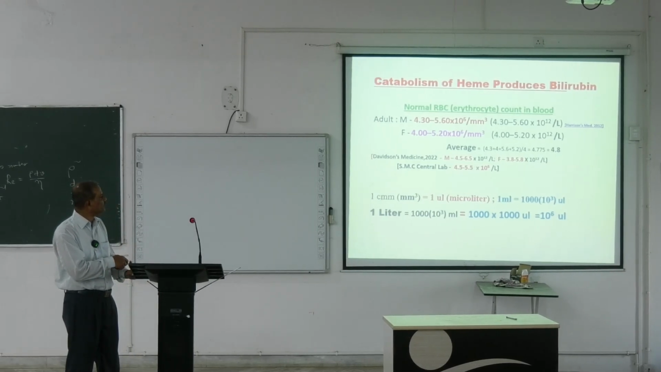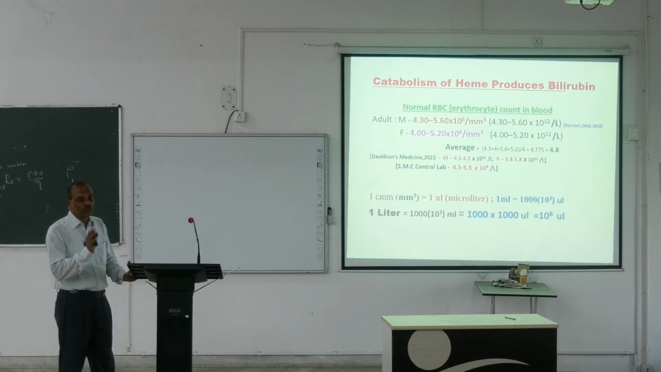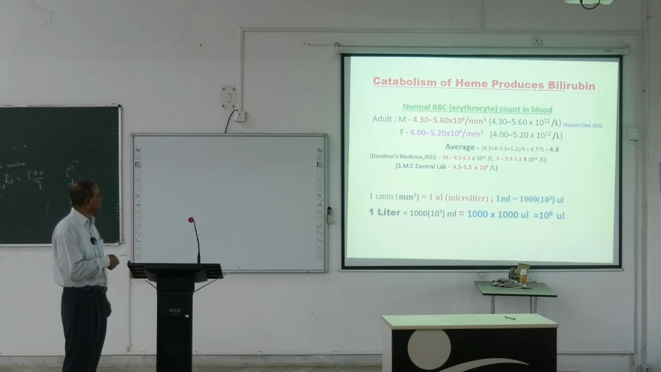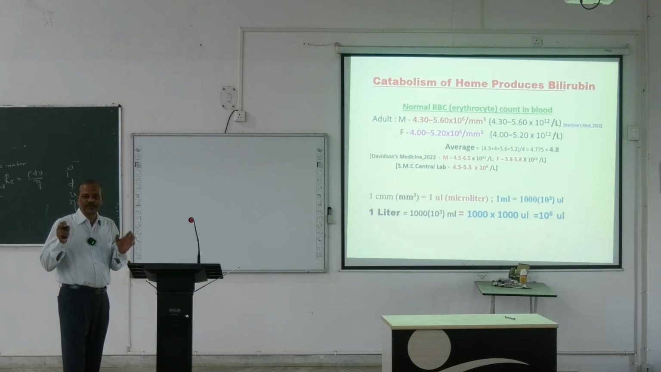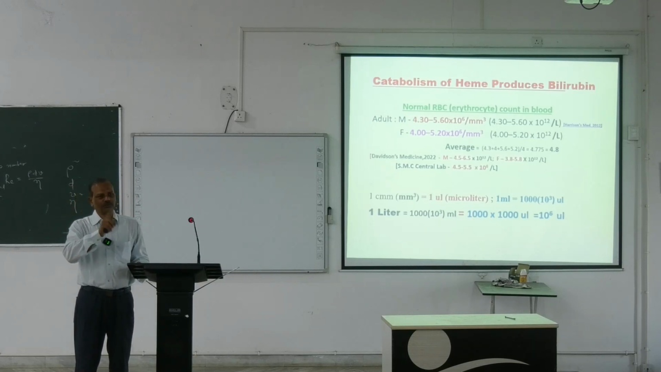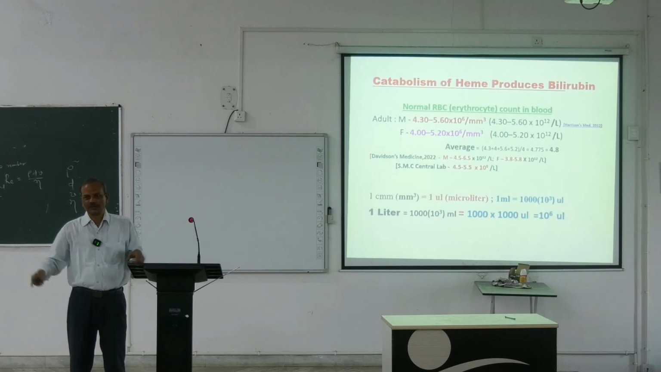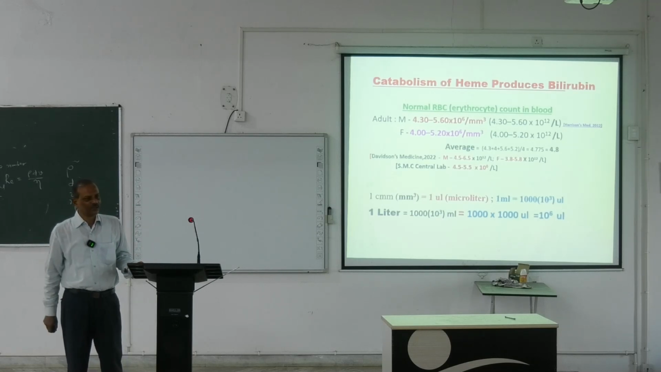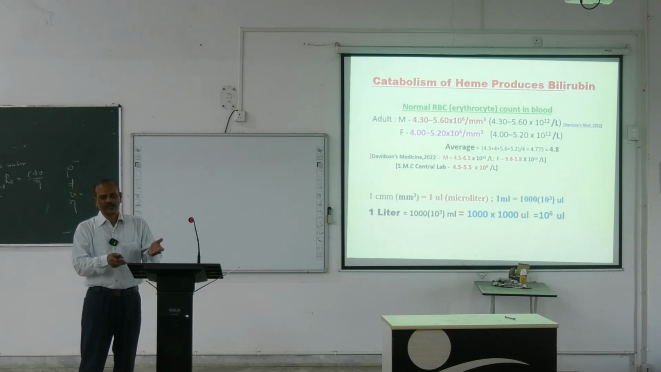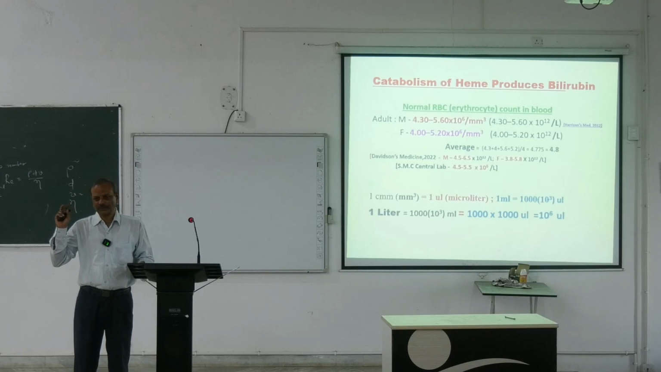Catabolism of heme produces bilirubin. Now, how much and in what way? If you look at the RBC count, different books write different figures. A USA book writes one figure, a UK book writes another. If you take 5 books from 5 different authors, you will get 5 different figures. If you get the bilirubin level from 5 different countries, 5 different figures. And in India, we don't have any figure, and it is not possible.